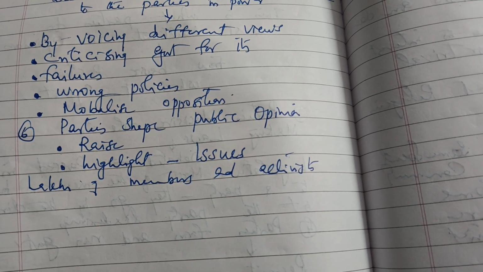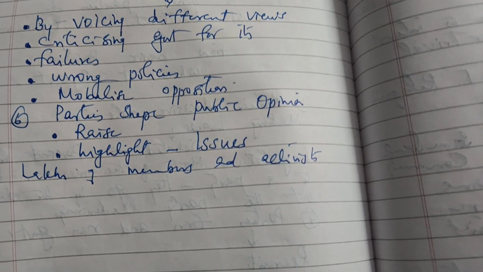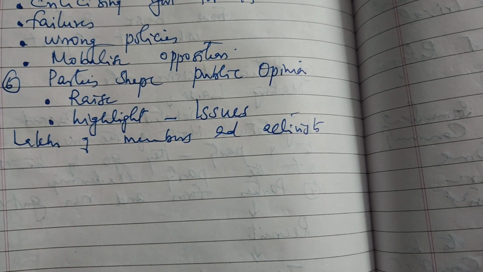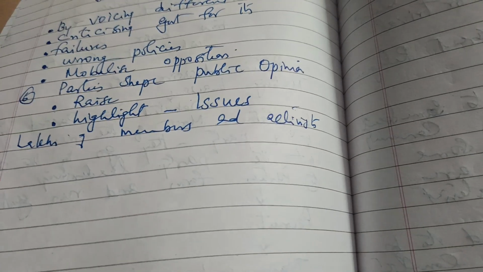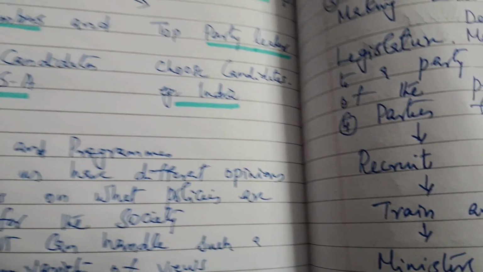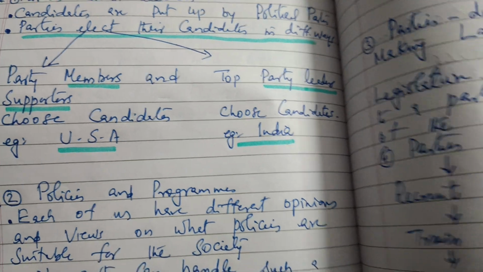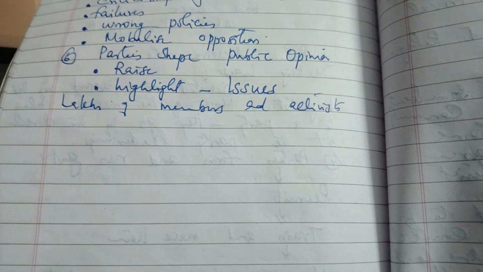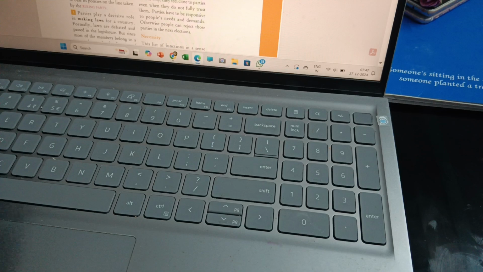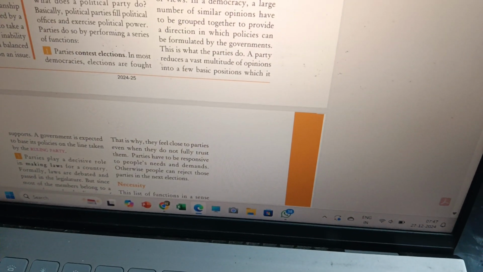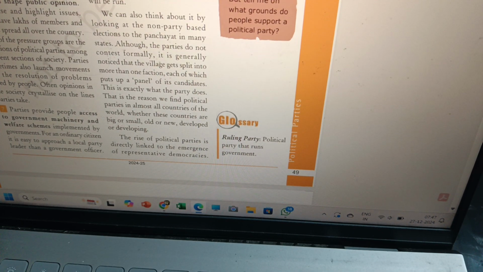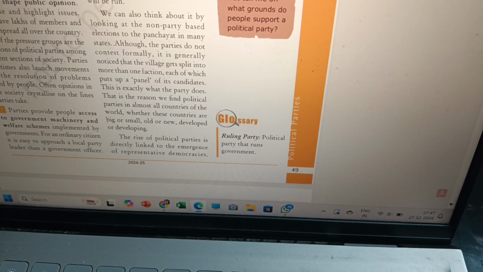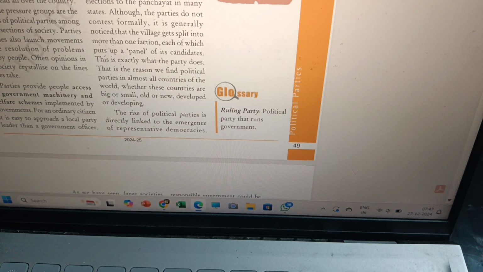Sixth point: parties shape public opinion. They raise and highlight issues through lakhs of members and activists. So there are lakhs of members and activists. In the first question's answer, you can write that there are lakhs of members and supporters. This way you are getting points.